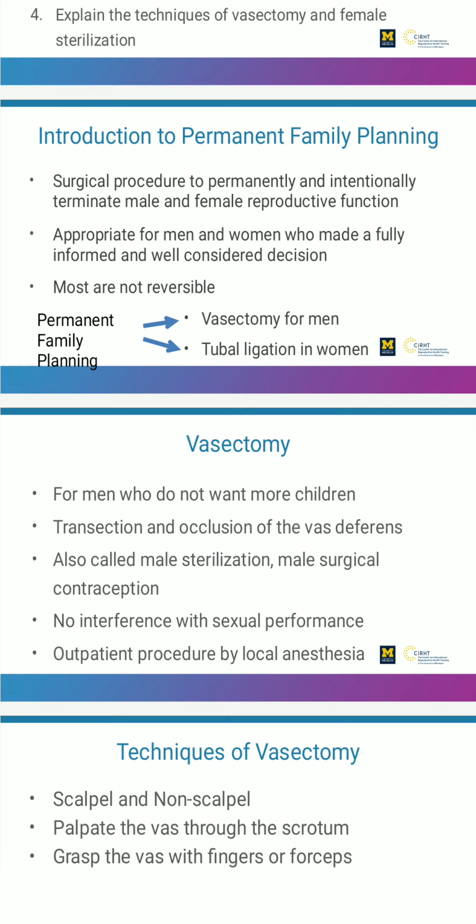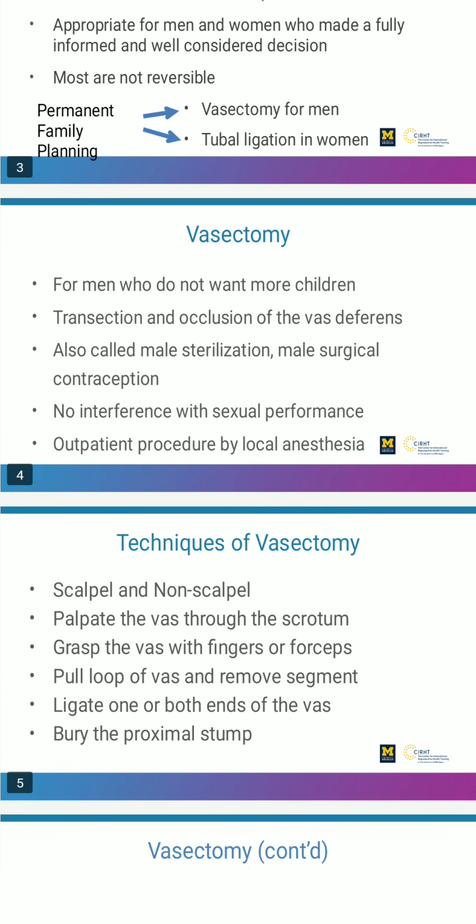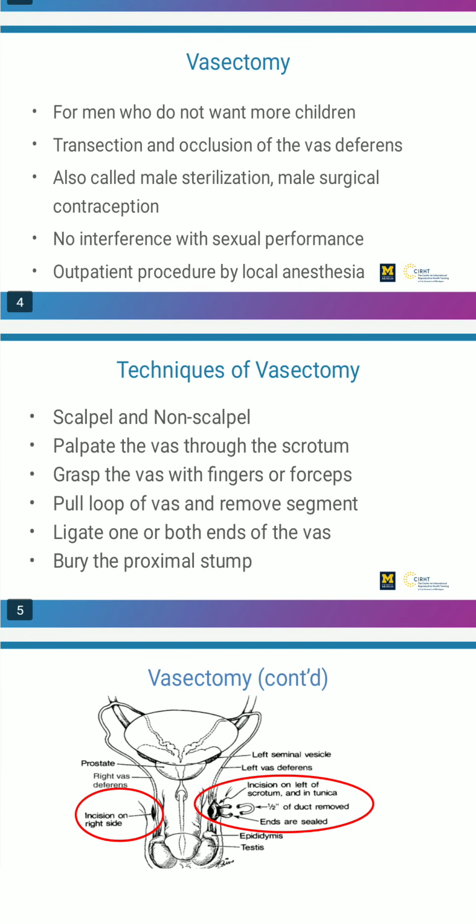Vasectomy is for men who do not want more children, so the couple decides to do the vasectomy. It is the transection and occlusion of the vas deferens, also called male sterilization or male surgical contraception. There is no interference with sexual performance, and it is an outpatient procedure under local anesthesia. The techniques of vasectomy are the scalpel and the non-scalpel.